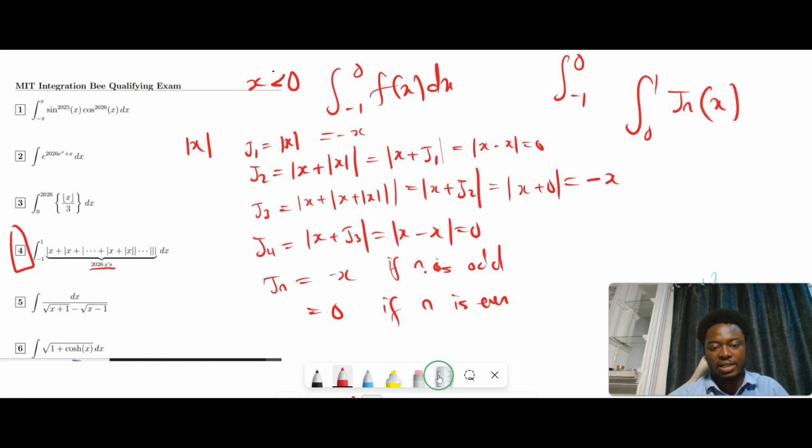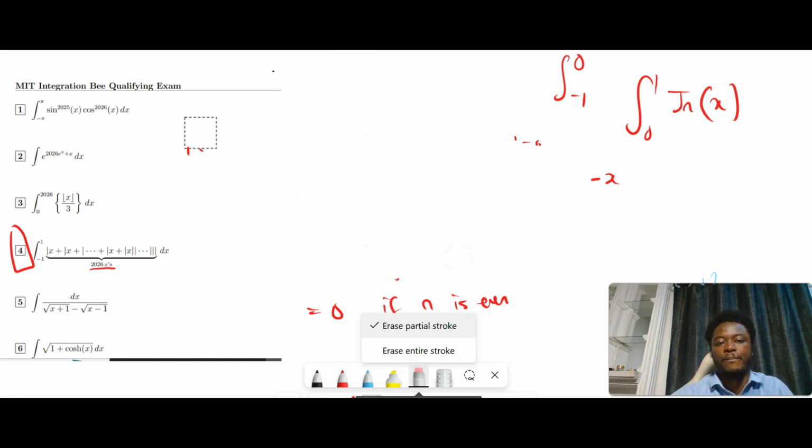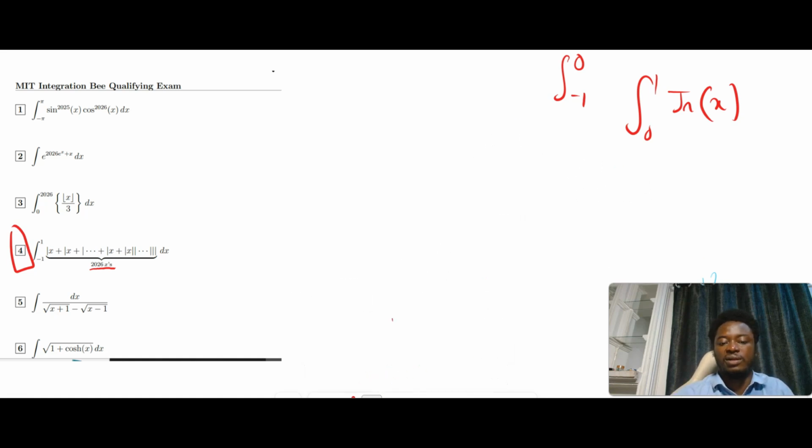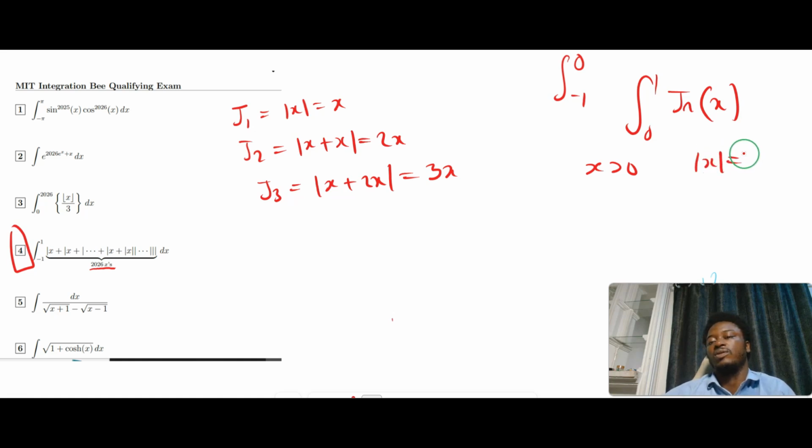Okay, so let's look at the second investigation for j sub n of x from 0 to 1. Now from 0 to 1, the situation is a bit different, because here j sub 1 is absolute value of x, which is equal to x, and j sub 2 would be x plus x, which is going to be 2x. So j sub 3 is going to be x plus 2x, which is going to be 3x, because again x is bigger than 0, so absolute value of x is equal to x.